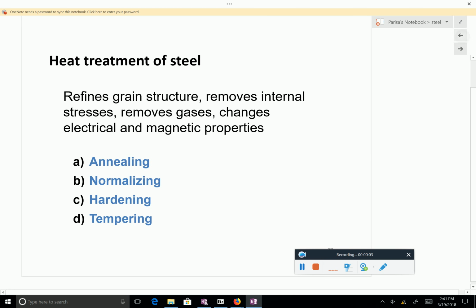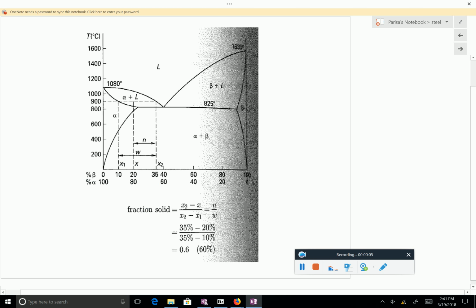So last time we stopped with phase diagrams where you saw a simple question in the quiz, and you should also expect something like that in the exam.